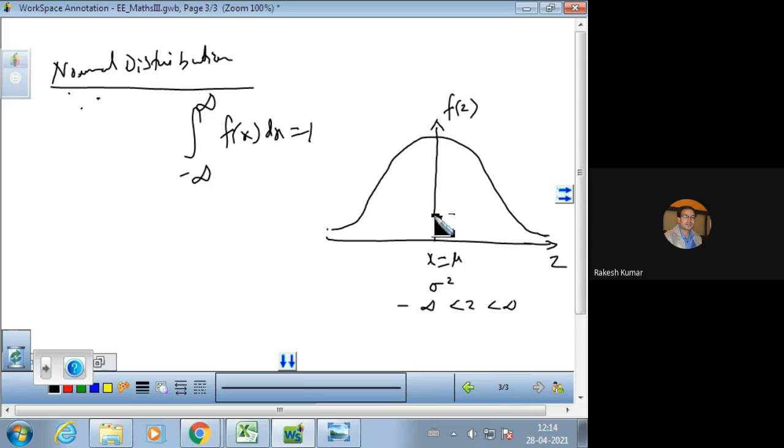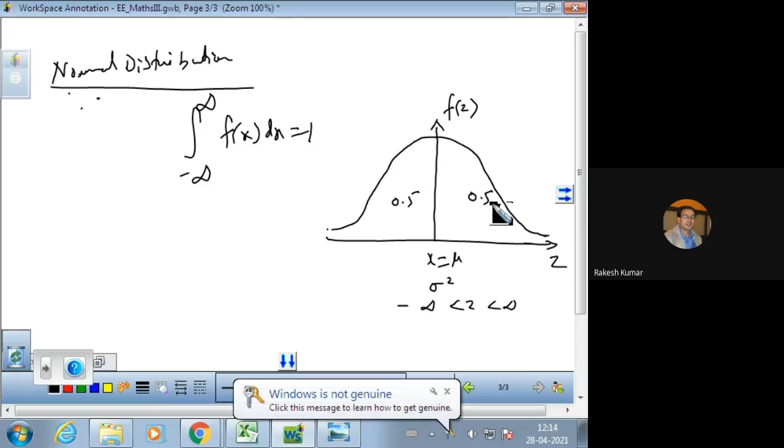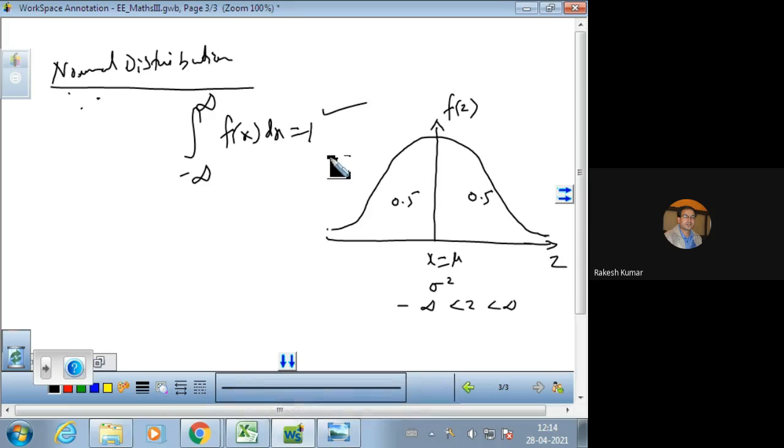Because the area is symmetrical about the mean position, the area on the left hand side is 0.5 and the area on the right hand side of the mean position is also 0.5, and the total area under the normal curve is 1 unit. So this is the basic of the normal curve, and we have discussed a few examples of finding the area under the normal curve. Let us discuss one more example.